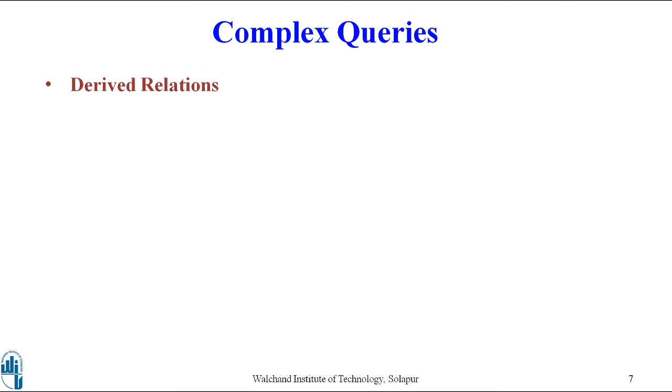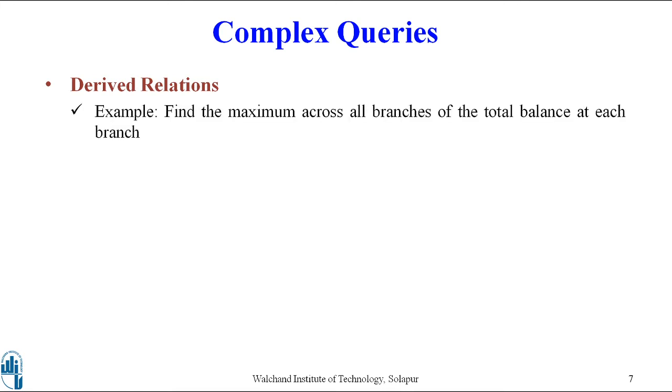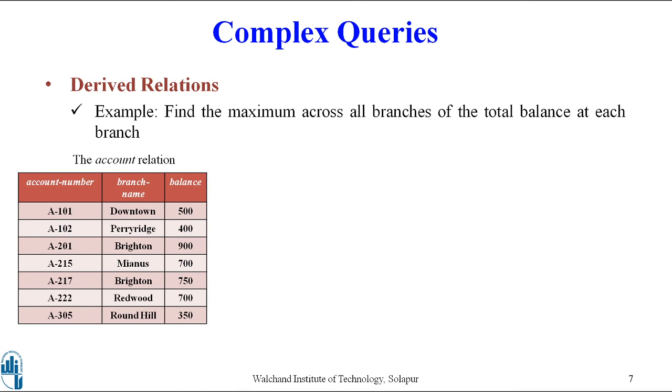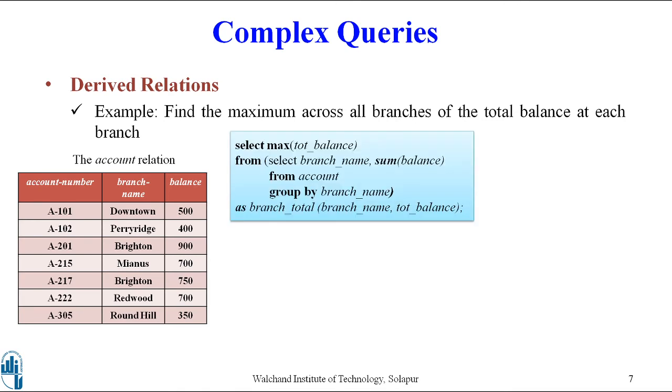To illustrate the use of a subquery expression in the from clause, consider one more example. Find the maximum across all branches of the total balance at each branch. The relation required is account. The query is given here. So here also the having clause does not help us in this task, but we can write this query easily by using a subquery in the from clause.